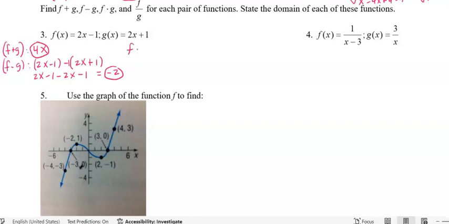For the f times g, we're going to do FOIL. 2x minus 1 times 2x plus 1. So 4x squared minus 2x plus 2x minus 2x makes 0. And then subtract 1. So there's the f times g of x.